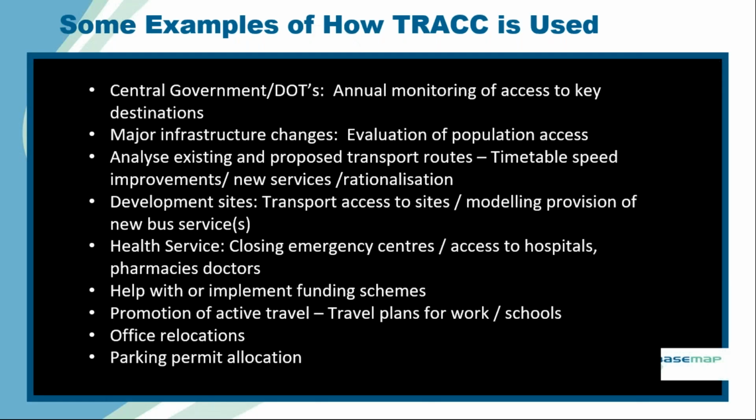So, some examples of how TRACC has been used in the UK and obviously in America. Central governments and Departments for Transport do a lot of their annual monitoring of access to key destinations. Certainly in the UK they do. If you're looking at major infrastructure changes, then you can evaluate population access to changes that you're looking to make to your infrastructure, whether that's road, public transport, or major building. You can analyse existing and proposed transport routes, timetable speed improvements, new services, even rationalising services if that's required.